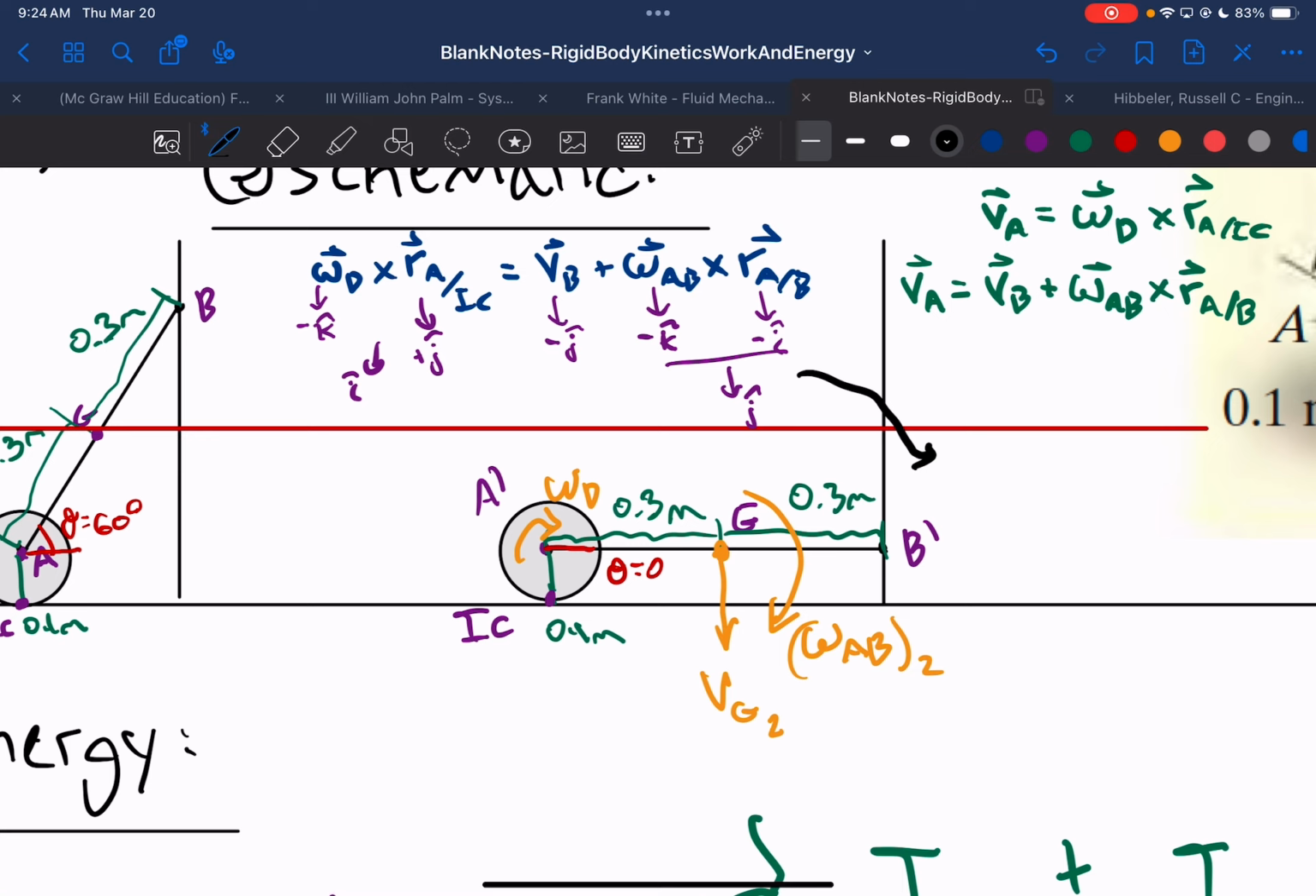From this, I'm going to get my omega D multiplied by R with respect to A over to my IC. Actually, we can fill up this value right now. What is my position vector from 2A with respect to my IC? 0.1 meters, right? It is simply the radius, and I already did the direction, so I don't have to worry about that right now. So it's 0.1 in the I direction.